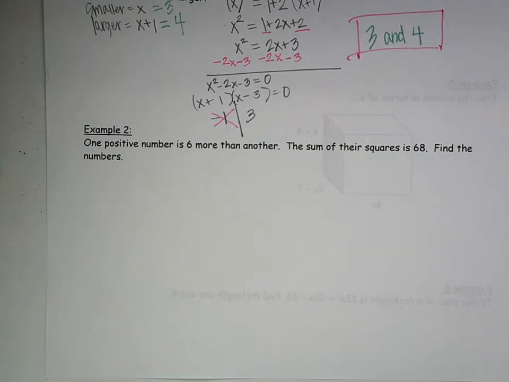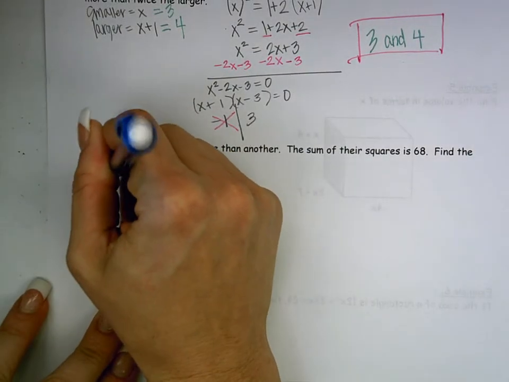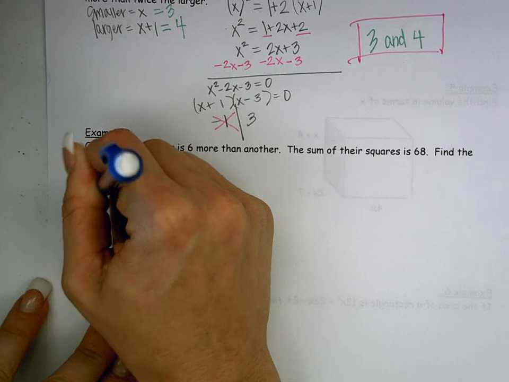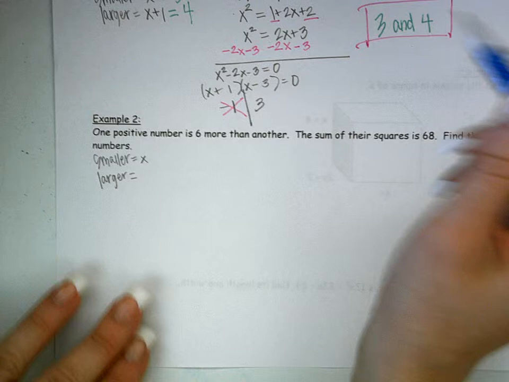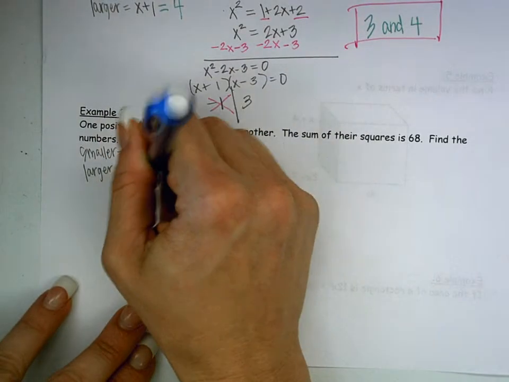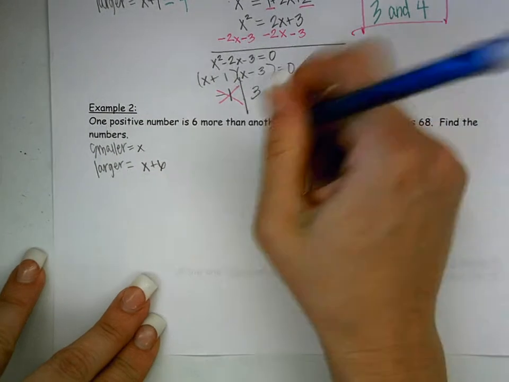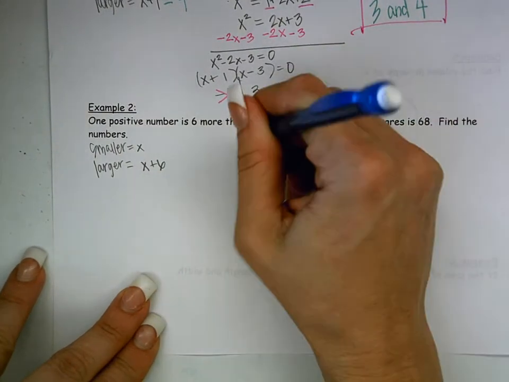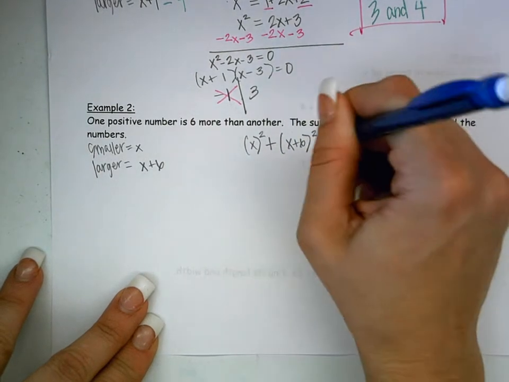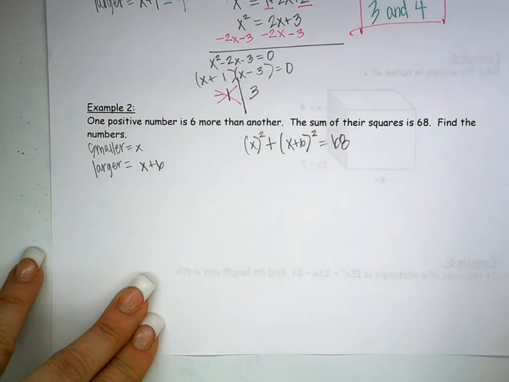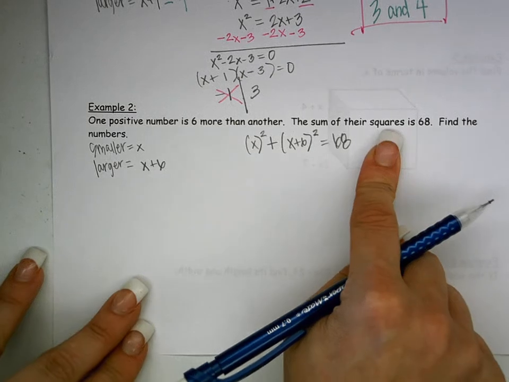So for number 2, it says a positive number is 6 more than another. You're always going to write your smaller integer equals x. In this case, what would your larger integer equal? A positive number is 6 more than another: x plus 6. The sum of their squares, what does sum mean? Add together their squares. So that means x squared plus x plus 6 squared equals 68, because that's what the problem asked for.